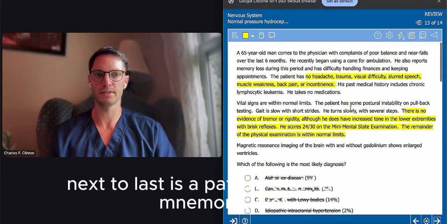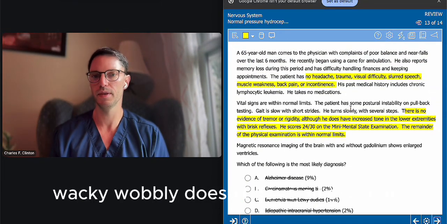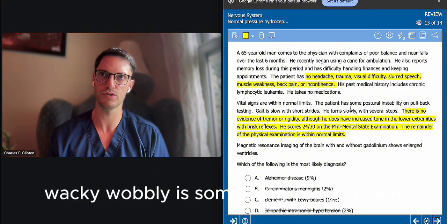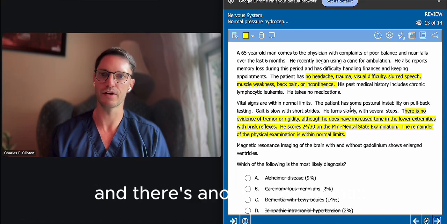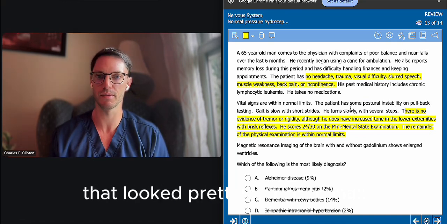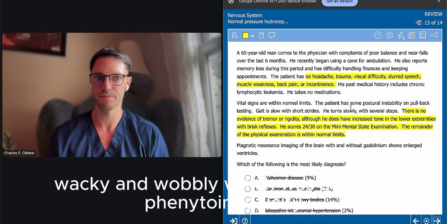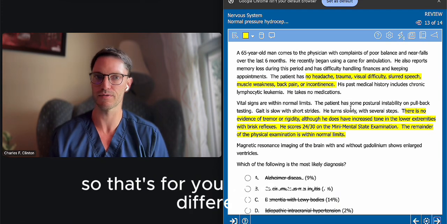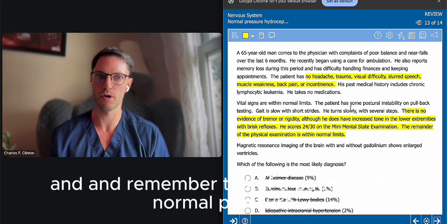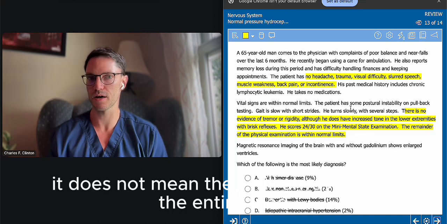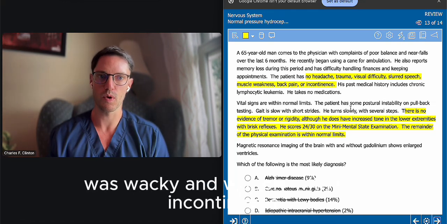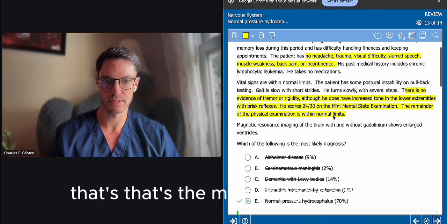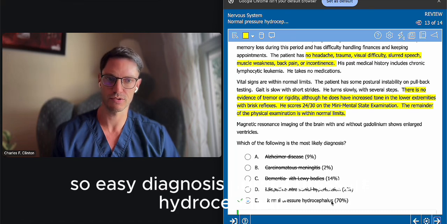Next question, next to last, is a patient that has the mnemonic wet, wacky, wobbly. Doesn't have all of them. So I just saw that this patient was a 65-year-old man. Usually the wet, wacky, wobbly is something you see with normal pressure hydrocephalus. And there's another condition I recently had a question about that looked pretty similar to wet, wacky, and wobbly, which was actually phenytoin toxicity. Phenytoin has many toxicities, of course, but part of those toxicities are wet, wacky, wobbly. So that's for you to have in your differential. And remember that if a patient has normal pressure hydrocephalus, it does not mean they will always have the entire triad. This patient in particular was wacky and wobbly with no incontinence, so not wet. Despite all that, those are the main things he had. So easy diagnosis, normal pressure hydrocephalus, and that was it.